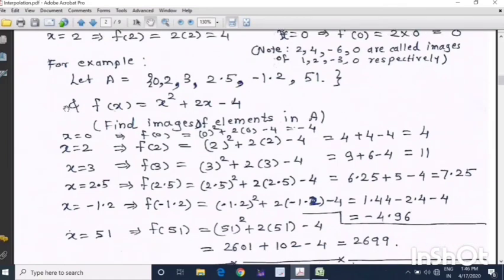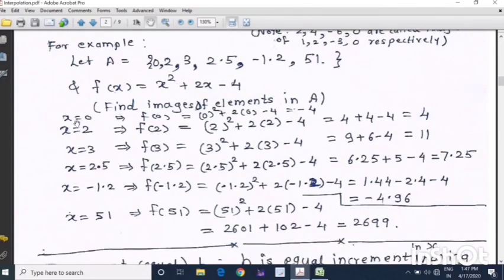So let A, I have defined a proper set taking some elements, A containing the elements 0, 2, 3, 2.5, minus 1.2, 51. And here I have given the function f(x) equal to x square plus 2x minus 4. So this is the definition of a function, that is the formula for the function. Let us find images of all the elements from the set A.